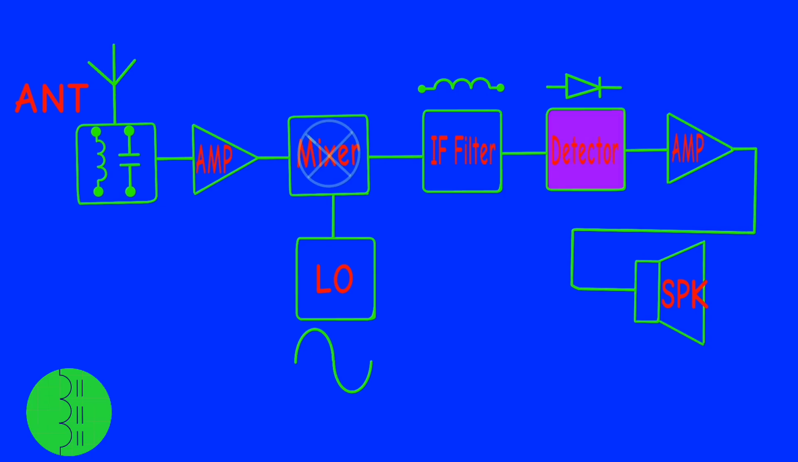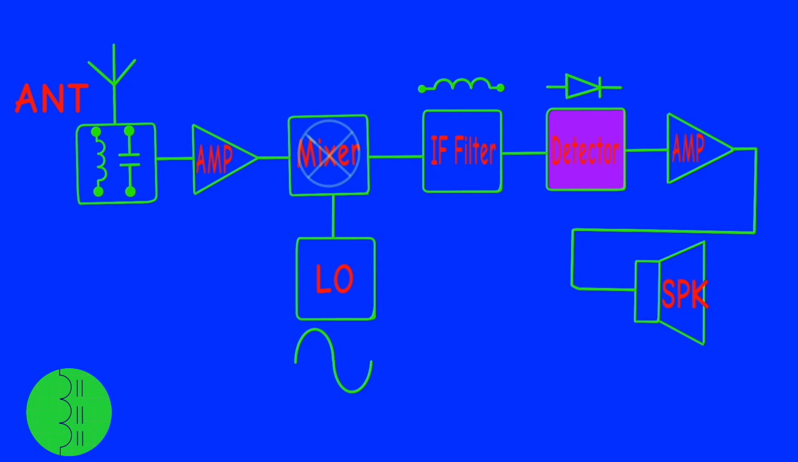7. Demodulator. Purpose: The demodulator, also called the detector, is responsible for extracting the original audio or information signal from the modulated carrier wave. Function: Depending on the modulation scheme, AM, FM, or others, the demodulator works to recover the baseband signal.